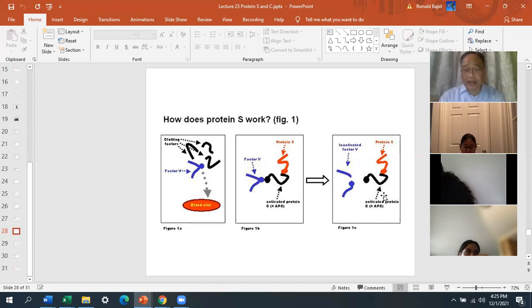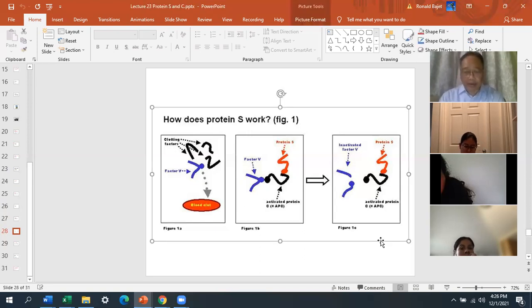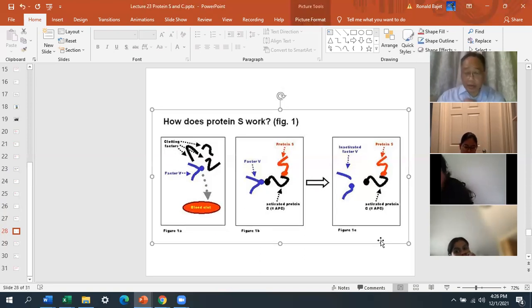So that's what activated protein C does. Factor 5A is gone. And protein S, as you can see, doesn't really do much. It's just attached to the protein C. Okay, activated protein C binds to 5A, and the 5A gets cleaved, and protein S does nothing, just takes credit for what happened to factor V. It's just a cofactor.